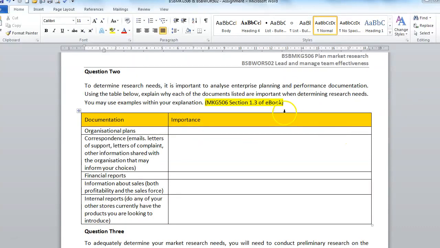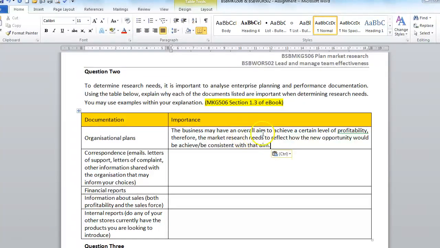Okay, question 2. So this is determining research needs. We need to have exposure to these 5 things here. Now, originally this was all on Blackboard. So section 1.3 doesn't explicitly go over it like Blackboard did, but that's okay. We'll just go through the answers here. So organizational plans, they're important. So the business may have an overall aim to achieve a certain level of profitability. Therefore, the market research needs to reflect how the new opportunity would be able to achieve or be consistent with that aim.